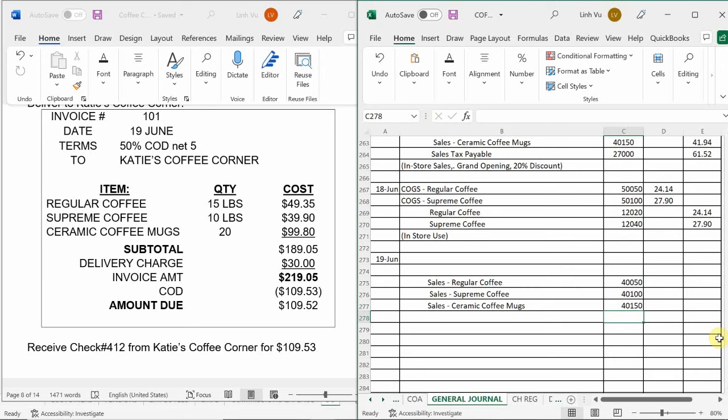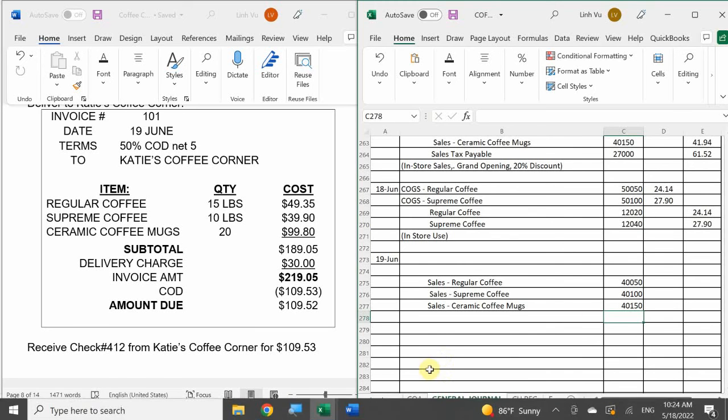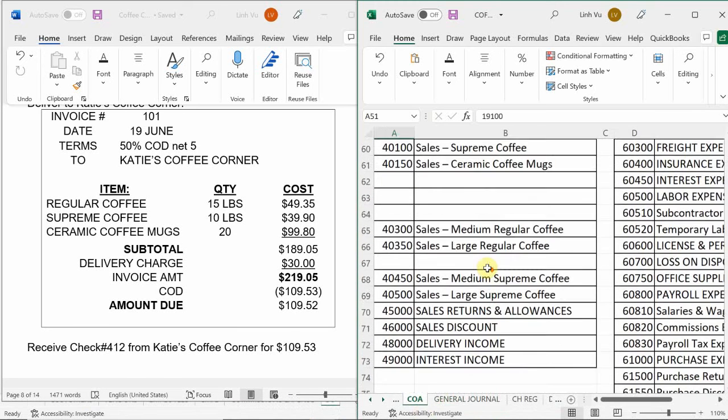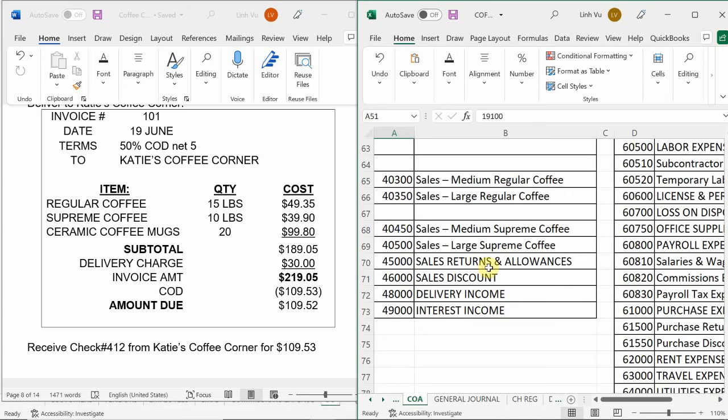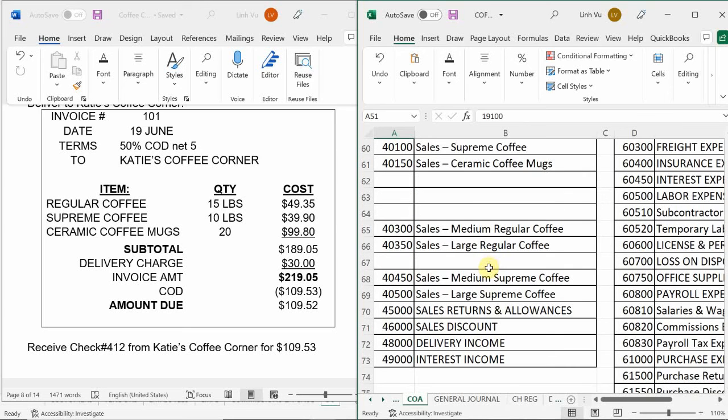What else happened here? We have a delivery charge. So let's take a look. What is this delivery charge considered? We sold it, right? So is there an account that we can use? Delivery income, 4800.